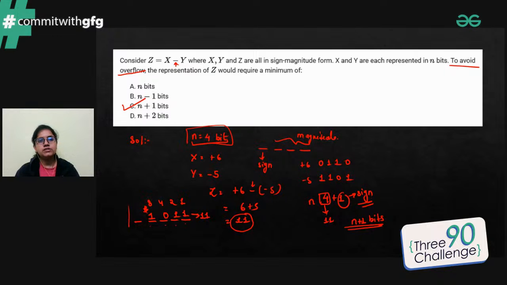If you have some confusion in the question, you can take such examples and check the answer. You can substitute some values like I have taken, plus 6 and minus 5. You can take values likewise and evaluate the answer. So I hope this question is clear. Let's move on to the next question.